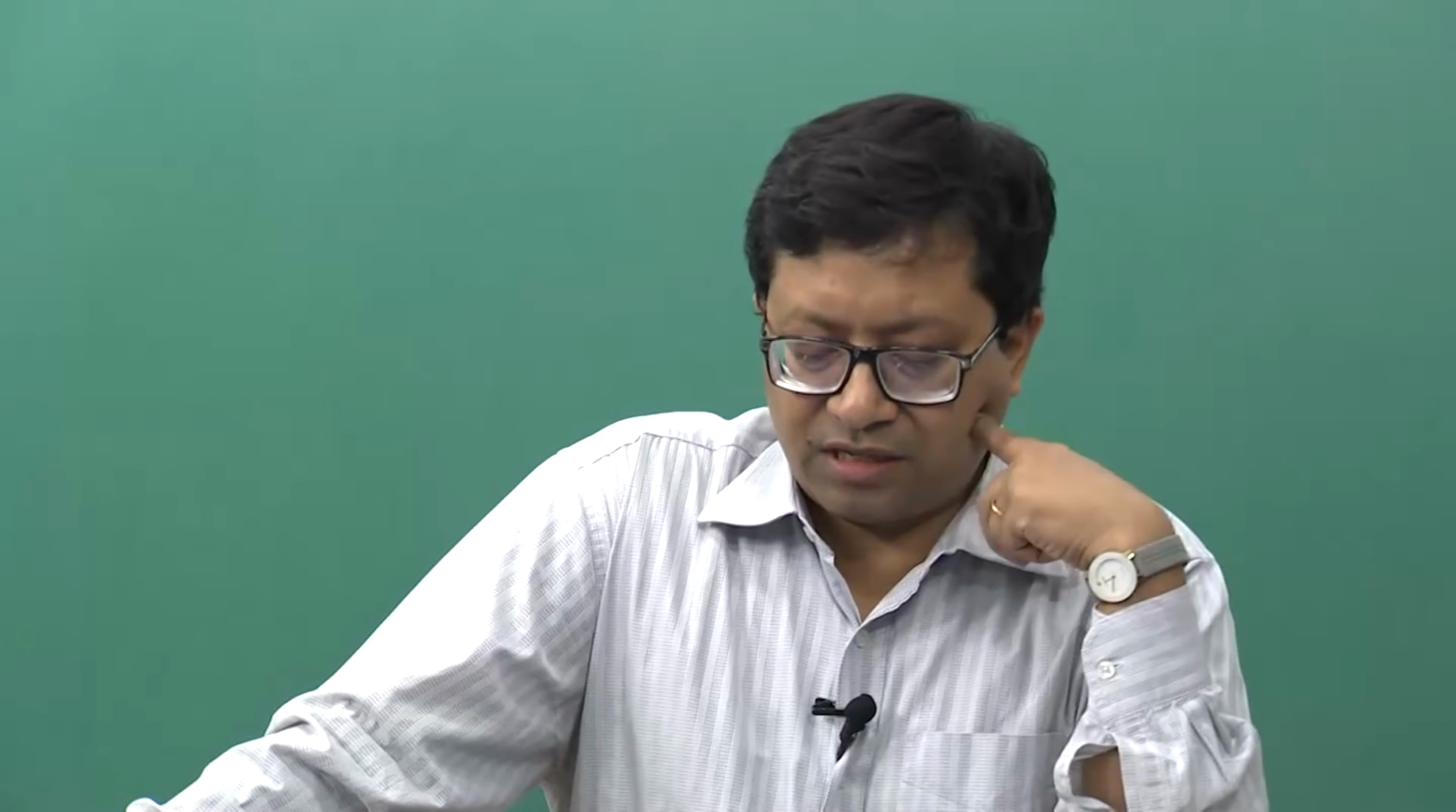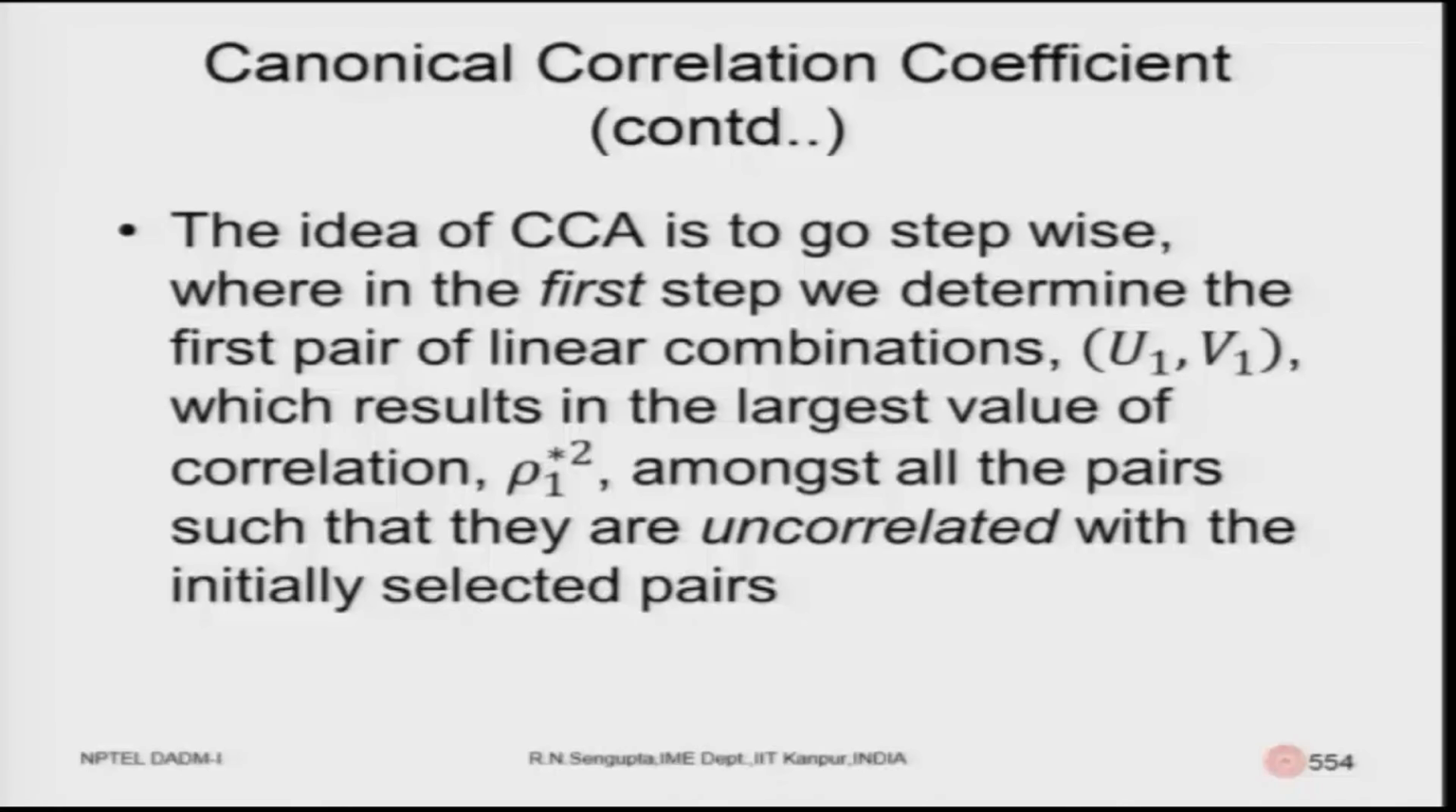Let me read it as it says. The idea of canonical correlation is to go step by step, where in the first step we determine the first pair of combinations, u1 and v1, which results in the largest amount of correlation that can be gleaned from this relationship, which results in the largest value of the correlation rho 1 square, where rho 1 corresponds to u1 v1, amongst all the pairs such that they are uncorrelated and give us the maximum amount of information.